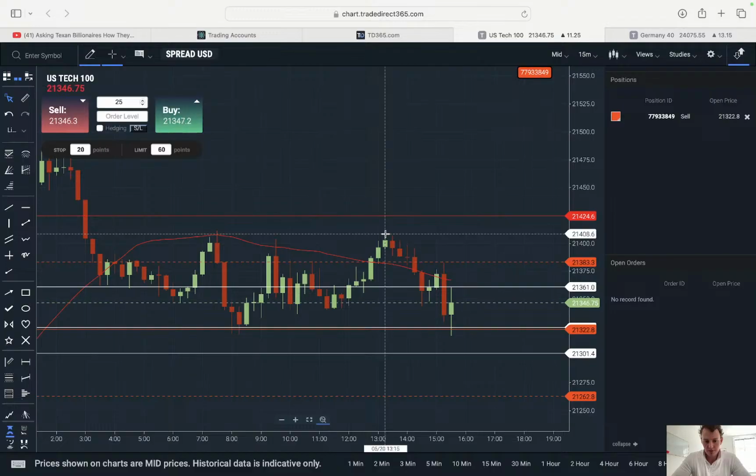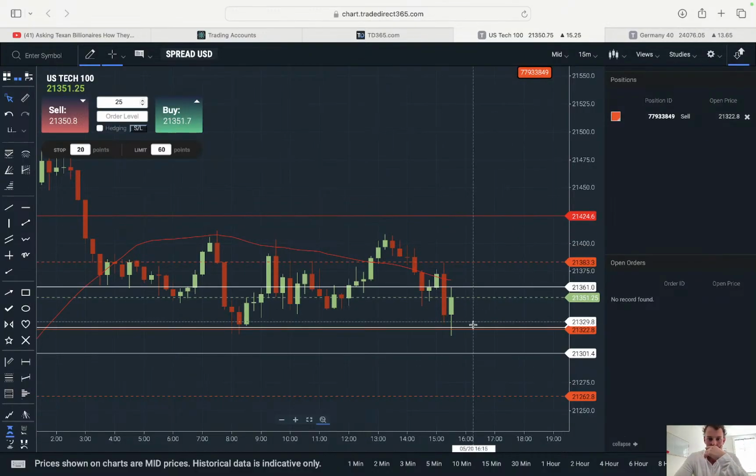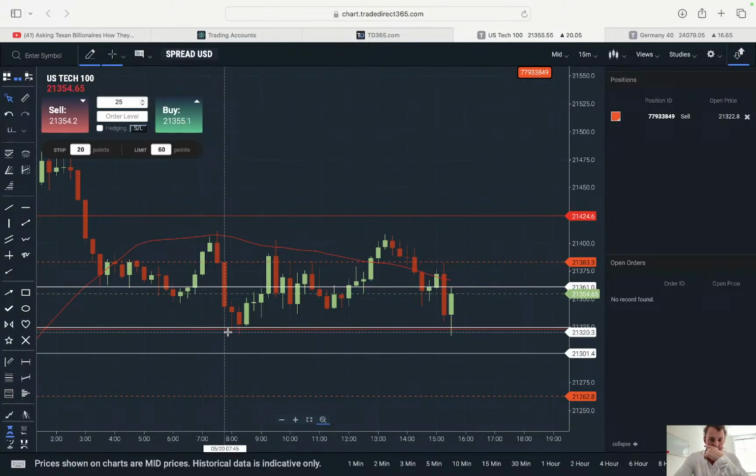Still short for 25 contracts. I'm currently down 700. I thought it would sell below. It did not. It did not close below. It just went down to take the liquidity here.